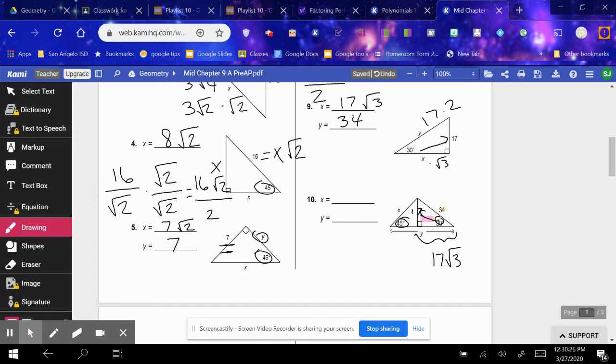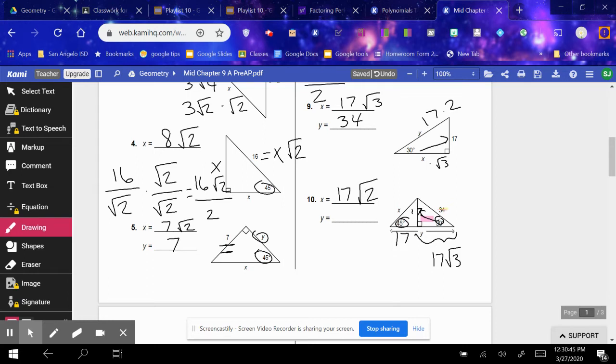All right, now we have a 45, 45 degree triangle. One of our legs is 17, so that means this part of y is 17, and then our hypotenuse would be the side length times the square root of 2, which is x.